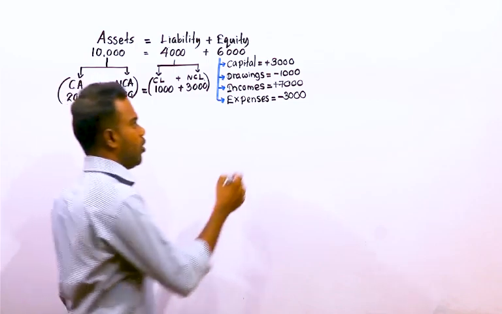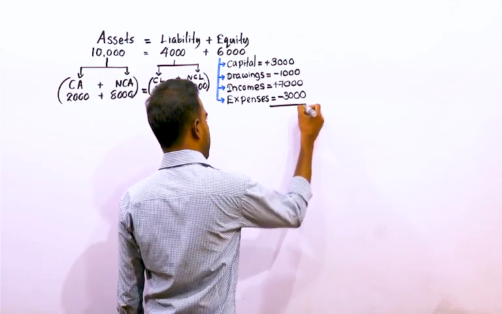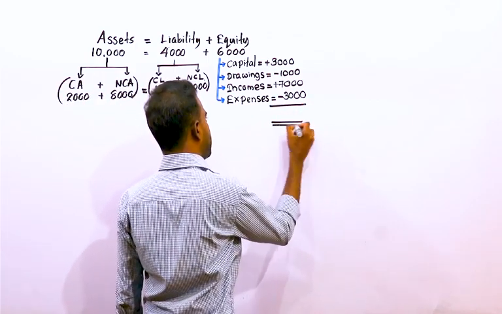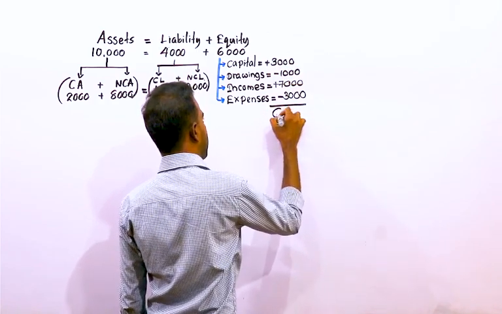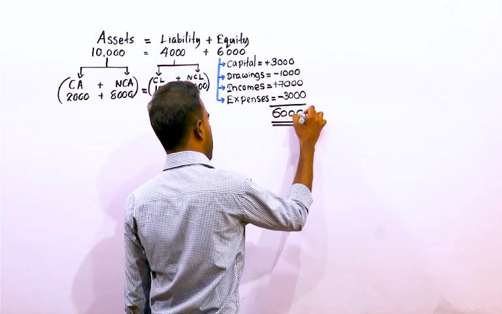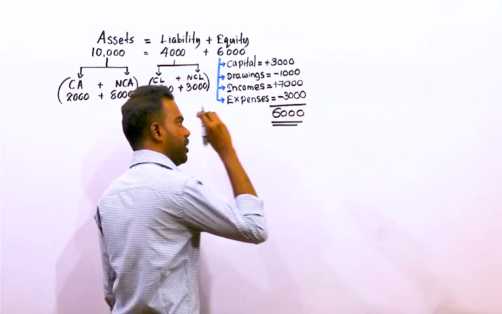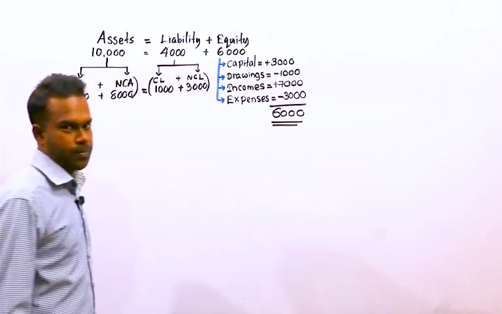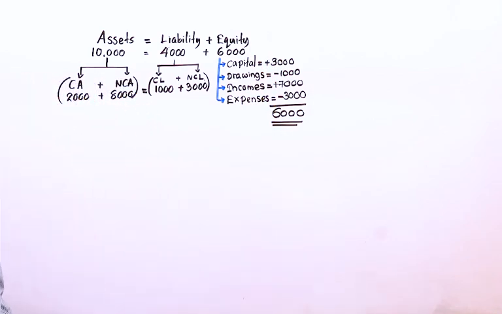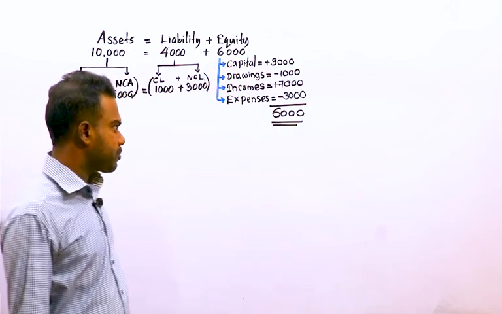Look at the total of these 4. These 4 total will be 6,000. Finally it will be 6,000. That's what the equity will be because of these 4 transactions. Understand? Because of these 4 transactions, 6,000, which will equal the equity.